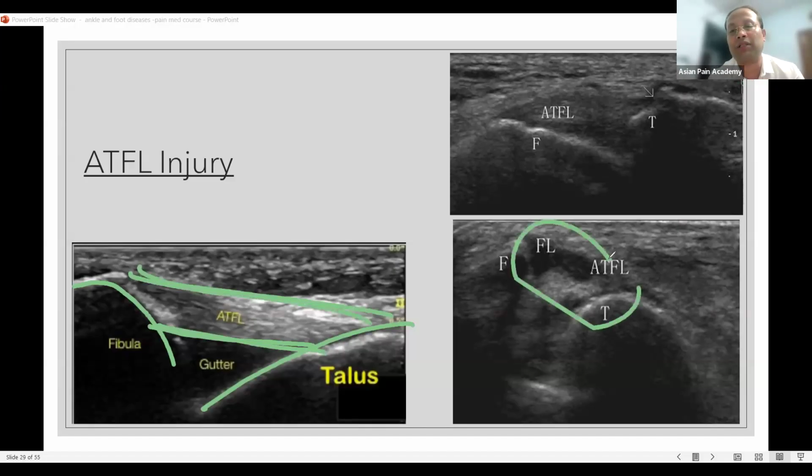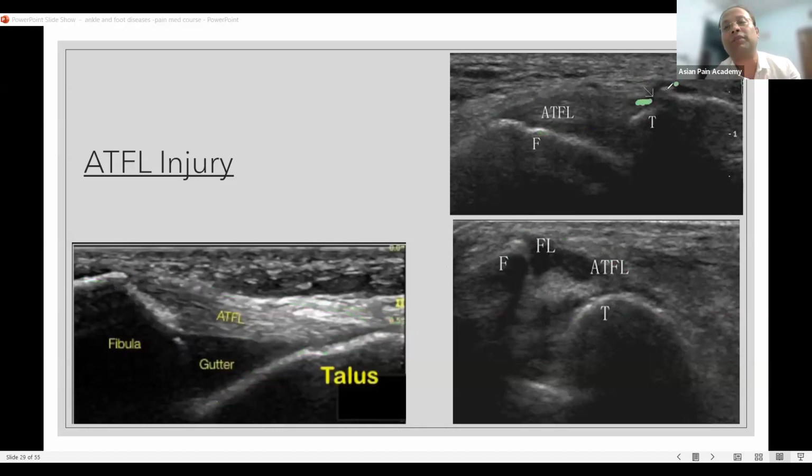But if it is ruptured, you cannot find the ligament. Normally it is a hyperechoic fibrillar structure. This is a partial tear, only this area is affected. In this area you can see some detachment and some fluid accumulation. Normally it is from bone to bone, a hyperechoic fibrillar structure. Okay.